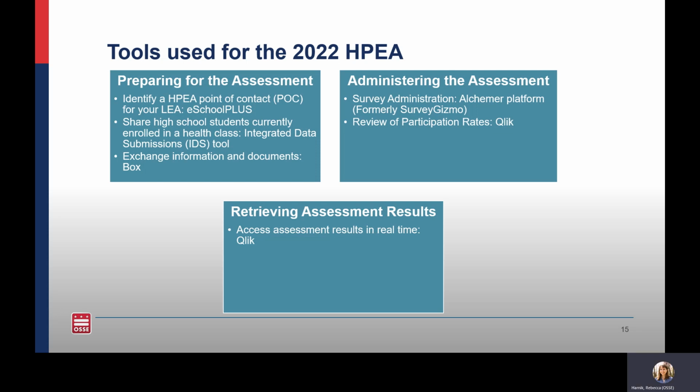For administration of the assessment, this will take place, as mentioned, through the Alchemer platform, which was formerly called Survey Gizmo. We'll be monitoring participation rates, which takes place through Click, and in real time, LEAs can review assessment scores and monitor school completion through Click. And finally, retrieving the assessment results takes place again in real time through the Click platform.